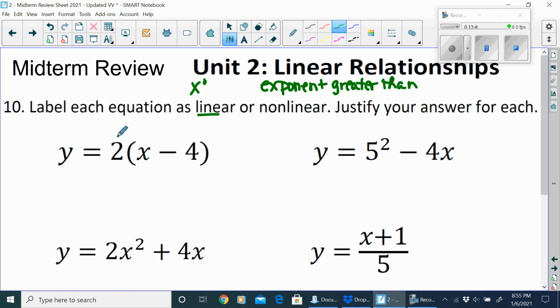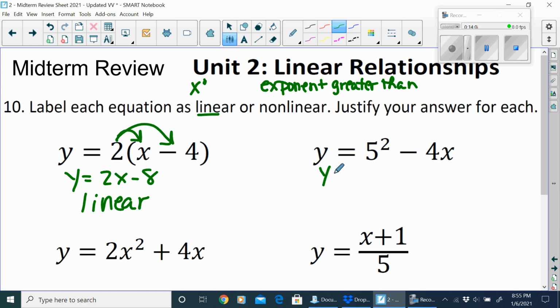So let's do our distributive property on our first one. Y equals 2x. 2 times negative 4 is negative 8. Look at the variable of x. It has an exponent of 1. It's understood. So this is linear.